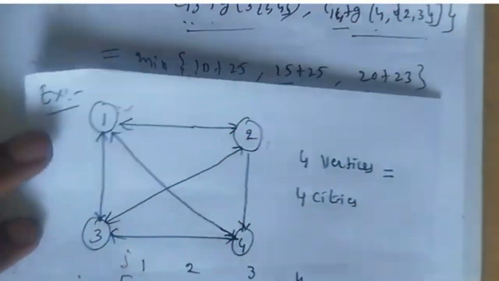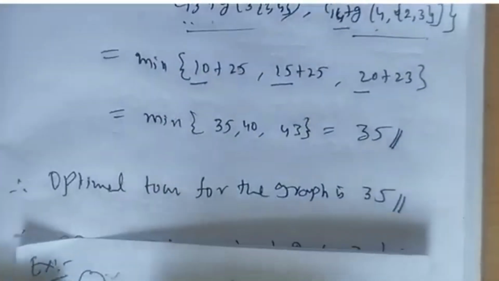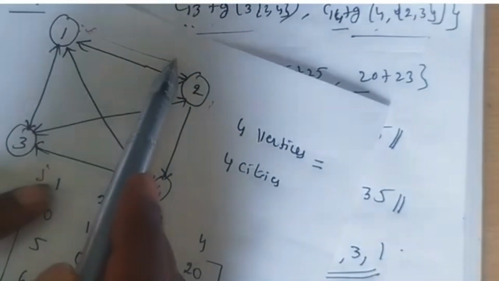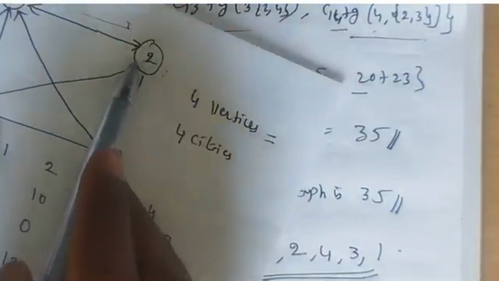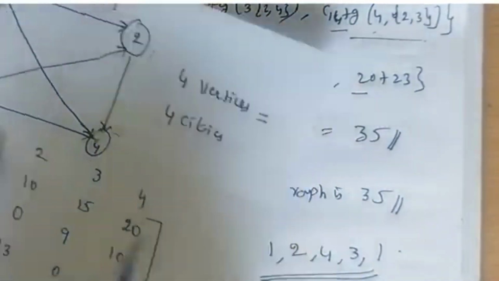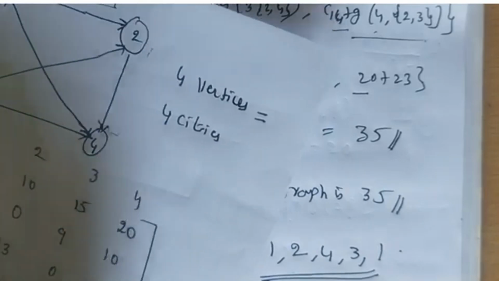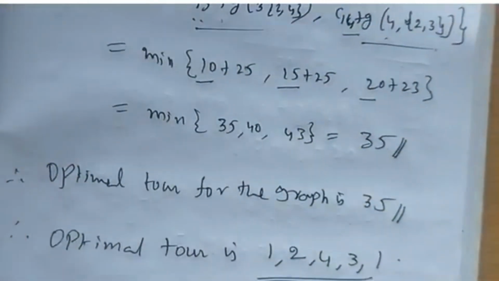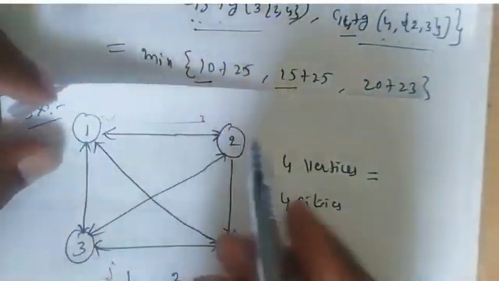It means it has to travel first from 1 to 2, then 2 to 4, then 4 to 3, 3 to 1. This is the path it has to travel. Okay, now we have to assign the values. What is the value of 1 to 2?